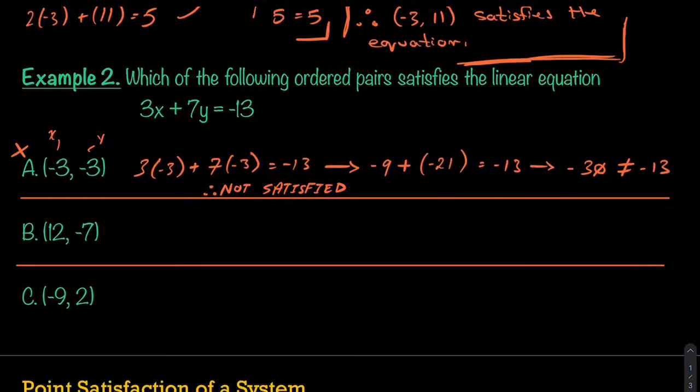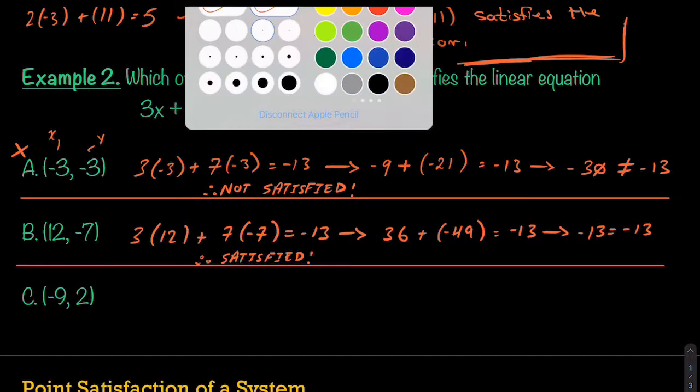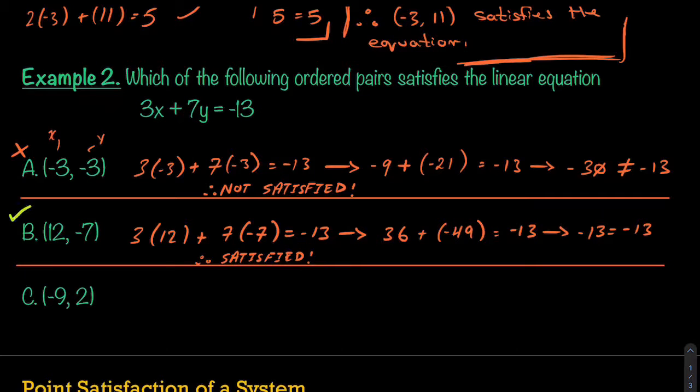What about B here? Let's try B. Same thing. We got 3 times 12 plus 7 times negative 7 equals negative 13. 3 times 12, that is 36. Plus 7 times negative 7 is negative 49 equals negative 13. 36 plus negative 49, well, that's negative 13. Good. Therefore, satisfied, right? I'm going to put a big nice check mark next to it.